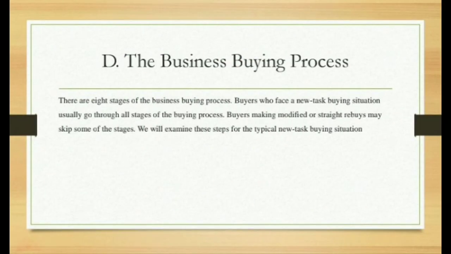D. The business buying process. There are eight stages of the business buying process. Buyers who face a new task buying situation usually go through all stages of the buying process. Buyers making modified rebuys or straight rebuys may skip some of the stages. We will examine these steps for the typical new task buying situation.